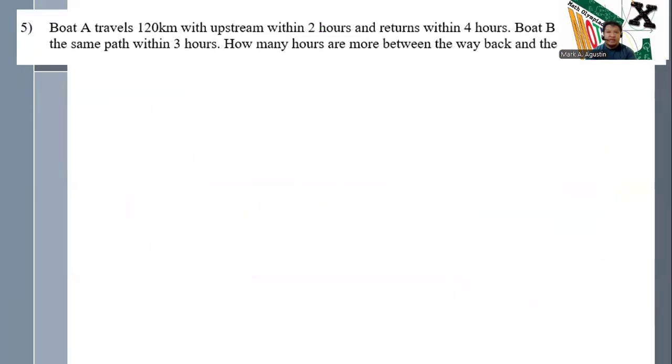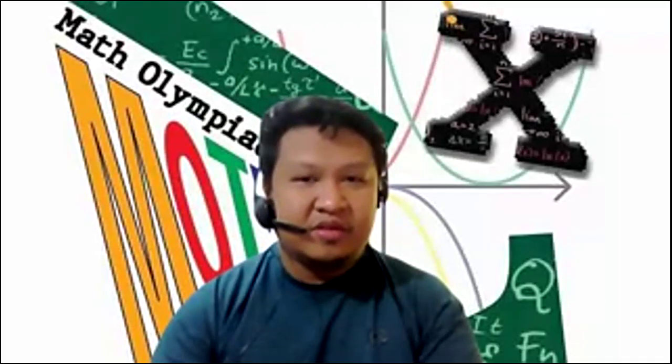Okay, question number 5. How about this one? Boat A travels 120 kilometers upstream, meaning against the stream, and boat B actually is that one. Wait lang. Let's try to go. Yes, I'm here. My connection was lost a little bit. Okay, now let's try to go with this one.